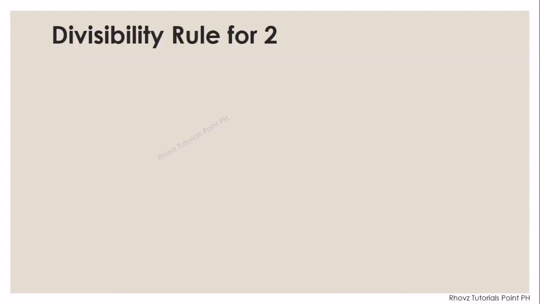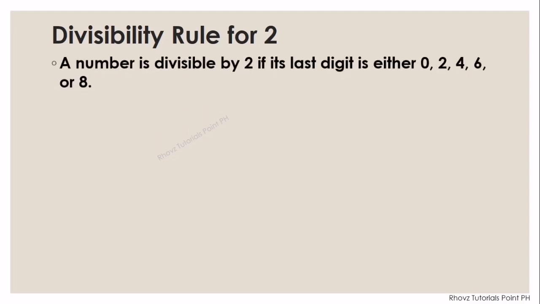Sa 2 muna tayo. Divisibility rule for 2. A number is divisible by 2 if its last digit is either 0, 2, 4, 6, or 8. For example, 2,678. So, malalaman natin na divisible by 2 siya kung yung last digit niya ay 0, 2, 4, 6, or 8. So, since the last digit of this number is 8, therefore, it is divisible by 2.